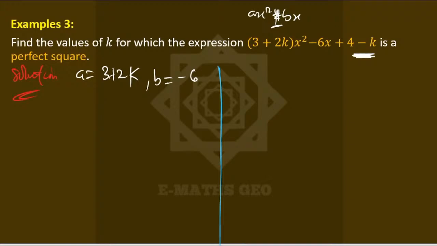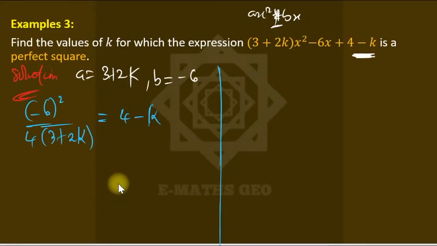So remember, for this expression to be a perfect square, we always add what? B squared over 4A, which is minus 6 all squared over 4 times (3 plus 2k). That's what we add, but they have added it already, which is now 4 minus k. You get the logic. So whatever is remaining here, that's what we added, should be the same as B squared over 4A, which is minus 6 squared over 4 times (3 plus 2k).